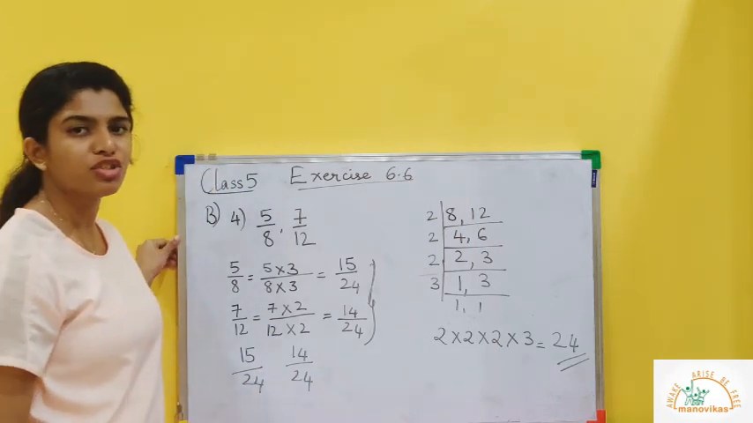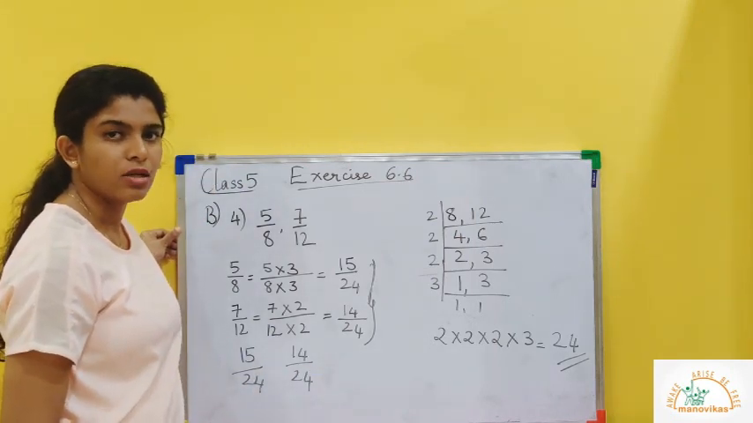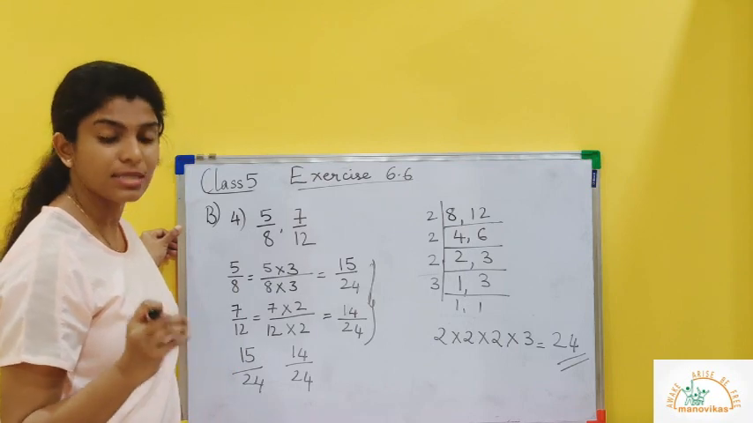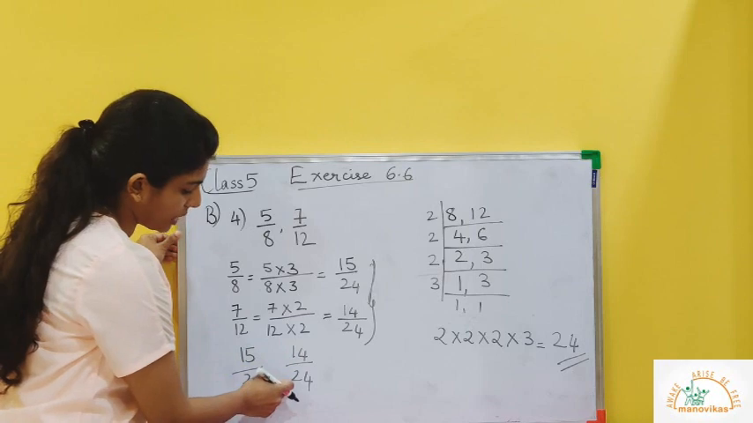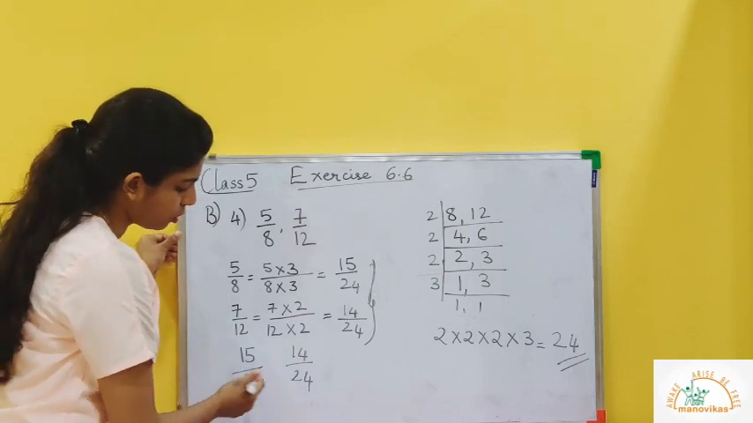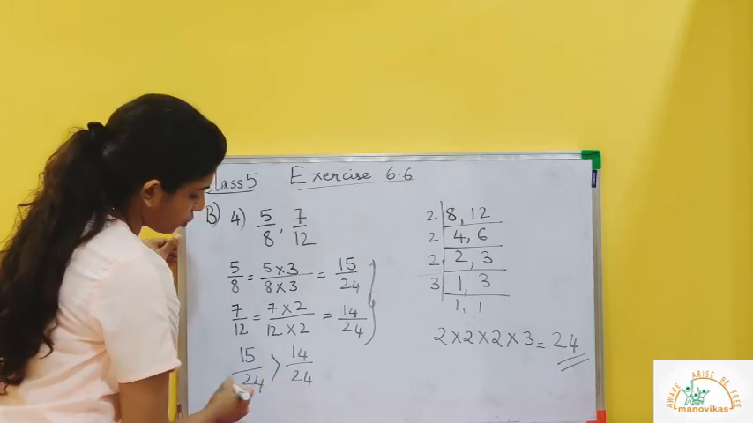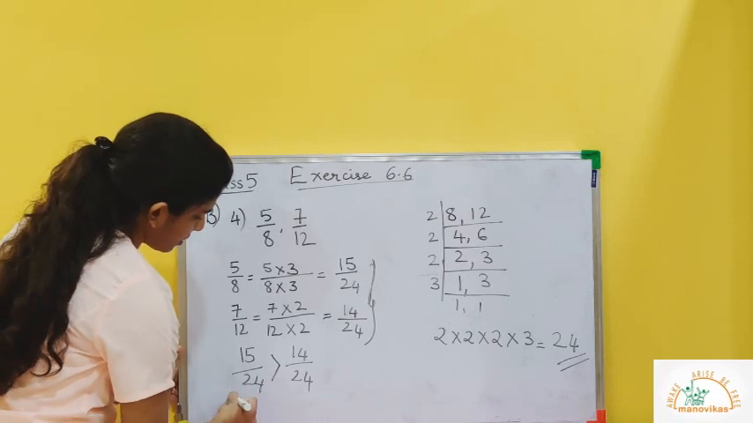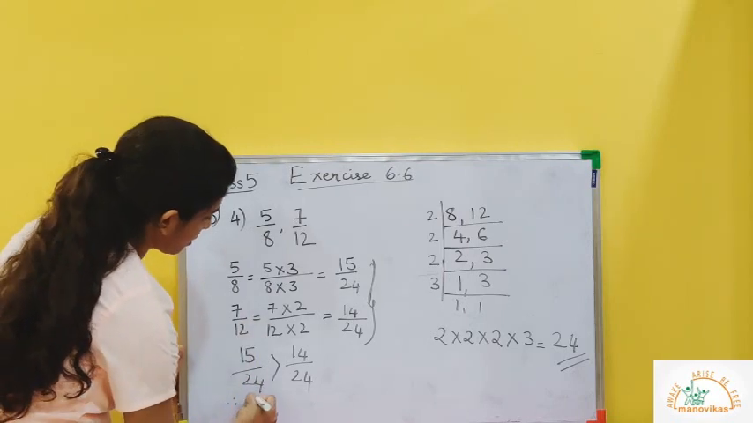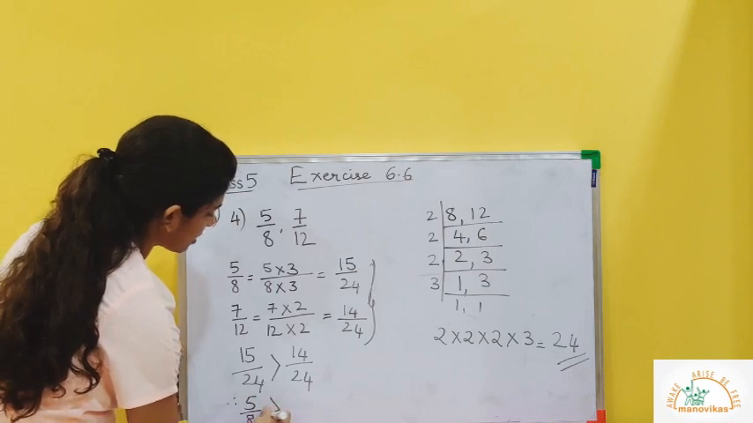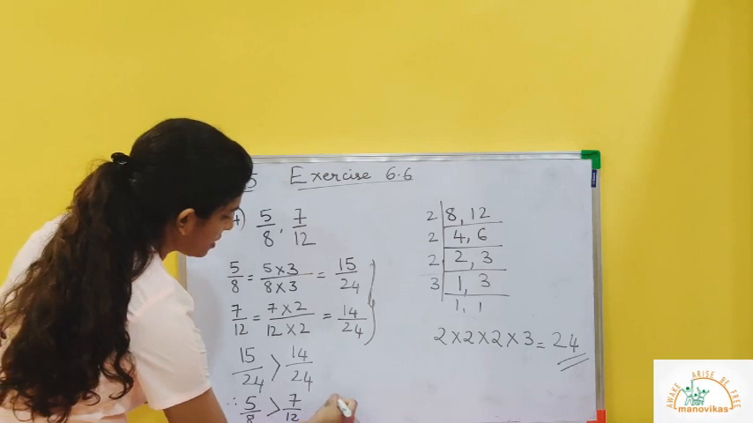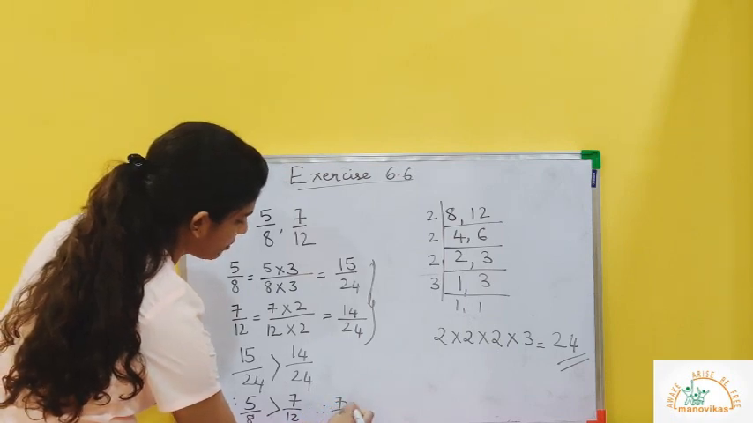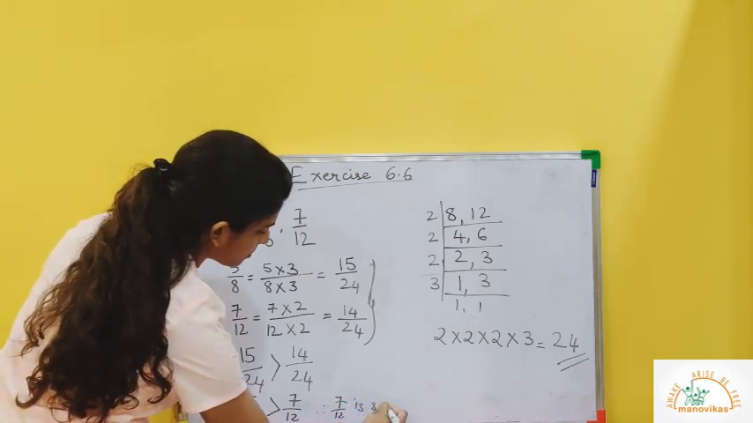Now tell me, which number is greater? The question is, which fraction is smaller? So tell me, which fraction is smaller? Yes, 14 upon 24 is smaller than 15 upon 24. So you can write here, therefore 5 upon 8 is greater than 7 upon 12. Therefore 7 upon 12 is smaller.